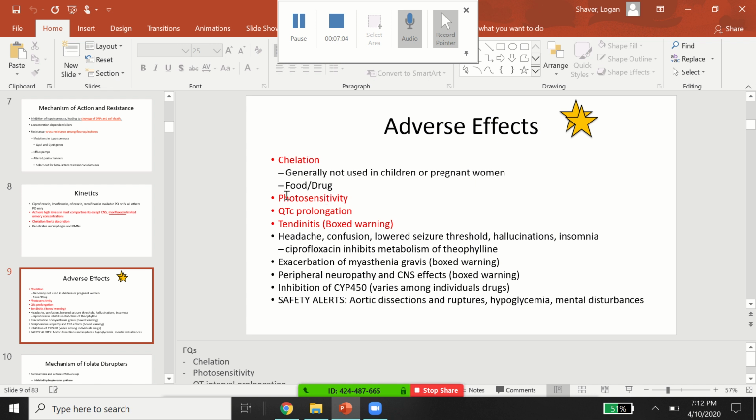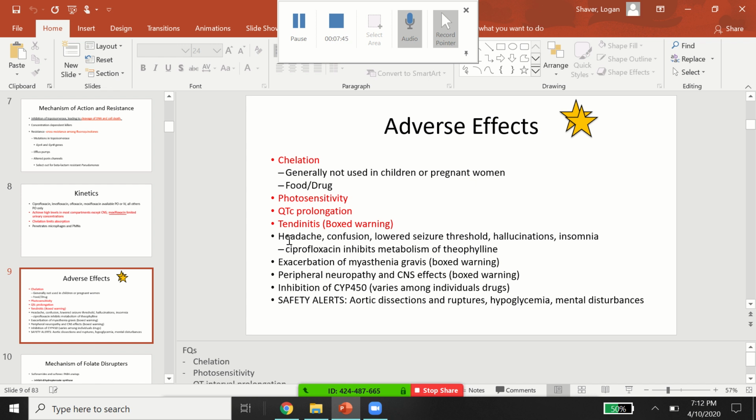Definitely the photosensitivity you would need to know. Honestly, everything in red is pretty high yield for sure. But the photosensitivity, I think there might have been a question related to that. We'll talk about that later anyway, because there's a little way to remember that she covers. But just make sure you know everything in red here. It's got that chelation issue we already talked about. With photosensitivity, you'll have somebody with basically a sunburnt look after taking this particular drug, right? They're hypersensitive to the sun. So that's something to keep in mind.